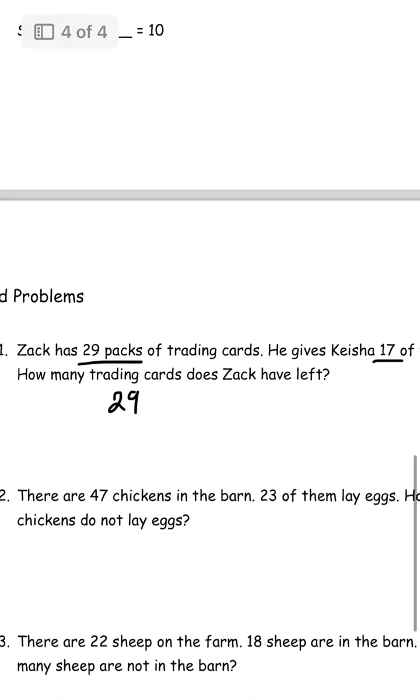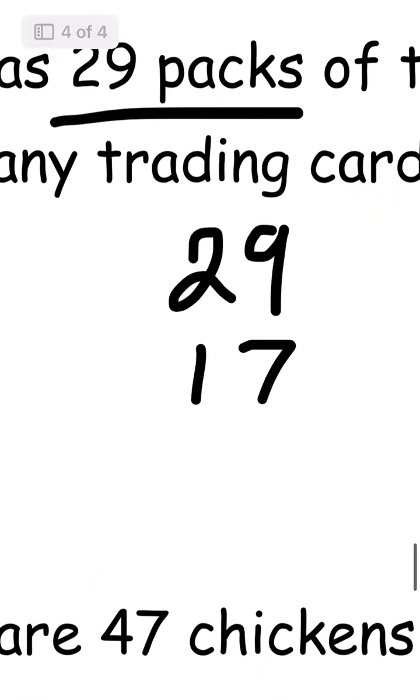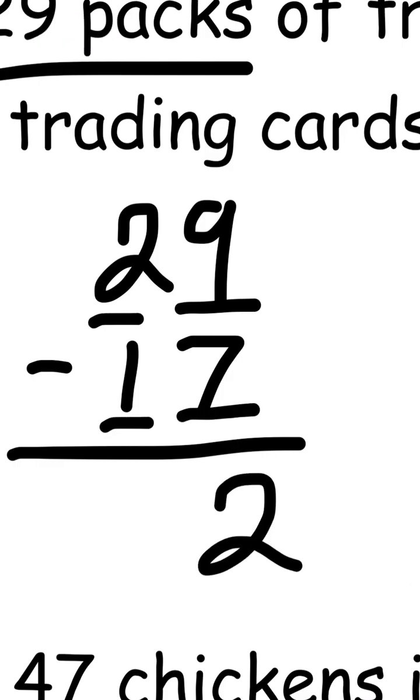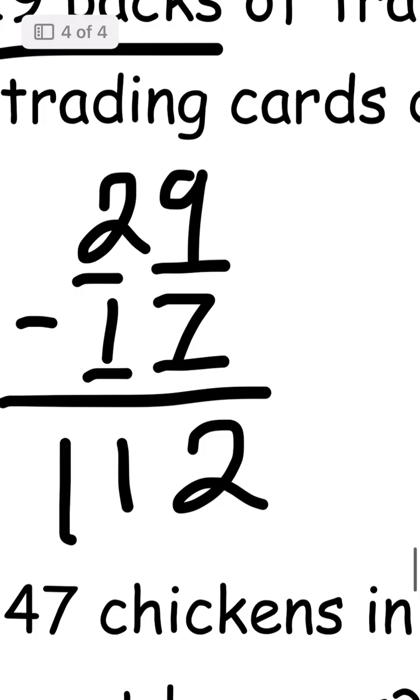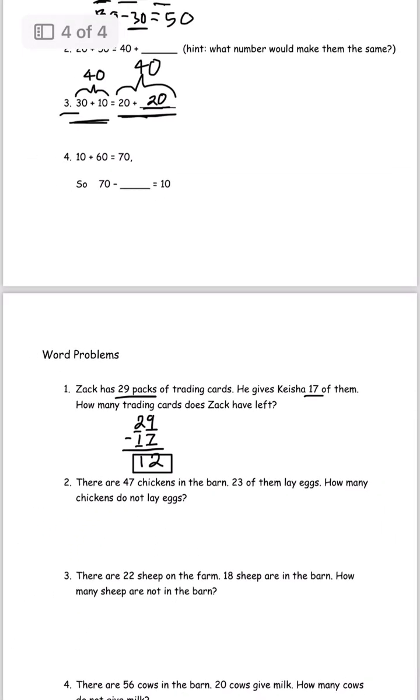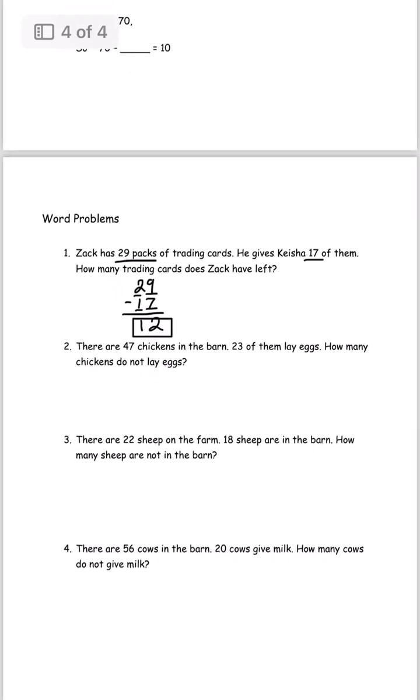So 29 minus 17. 9 minus 7 is 2, and 2 minus 1 is 1. So it would be 12 packs. So 12 would be the answer for number 1, right? Now let's look at number 2.